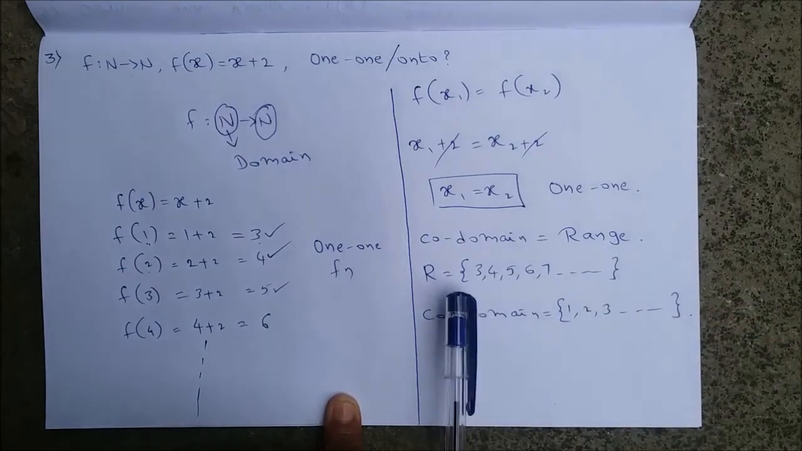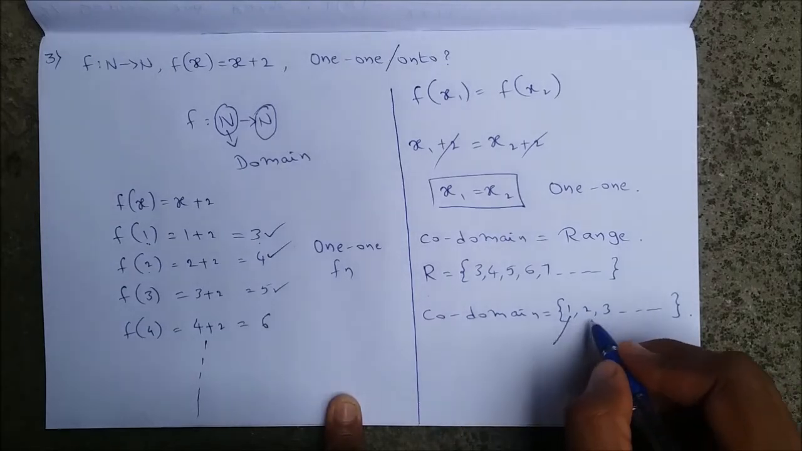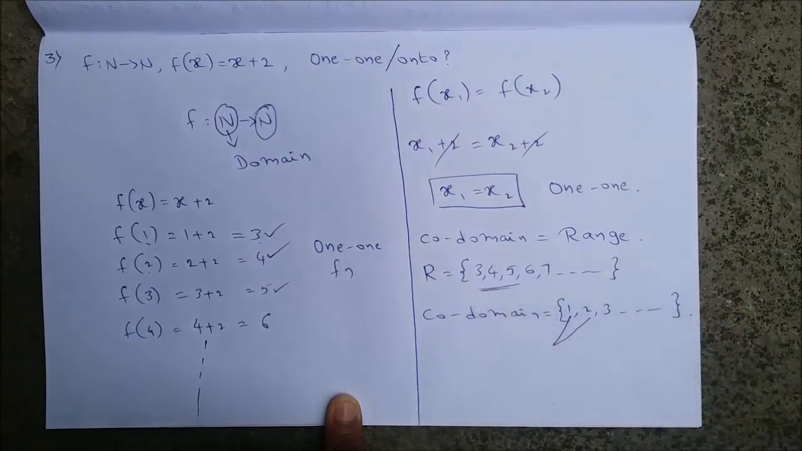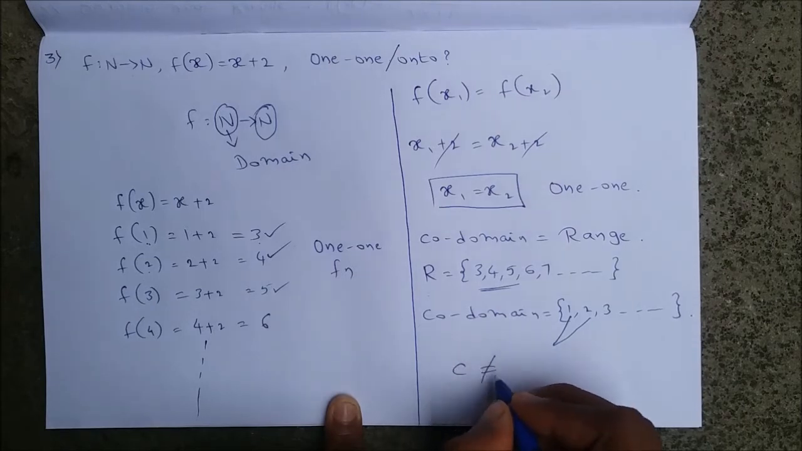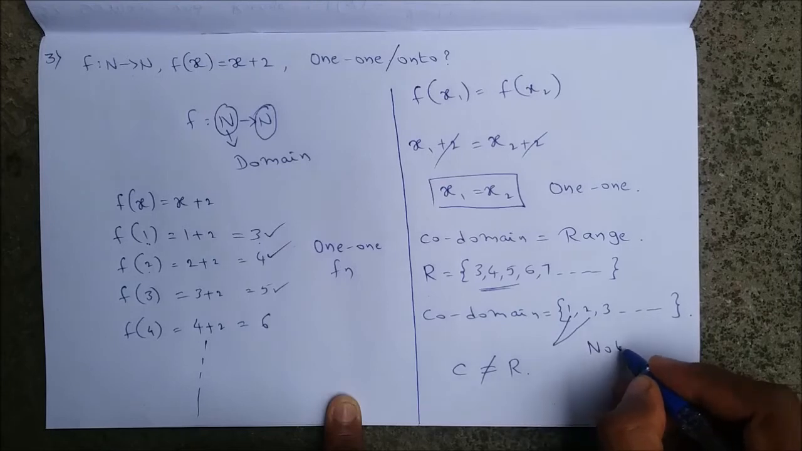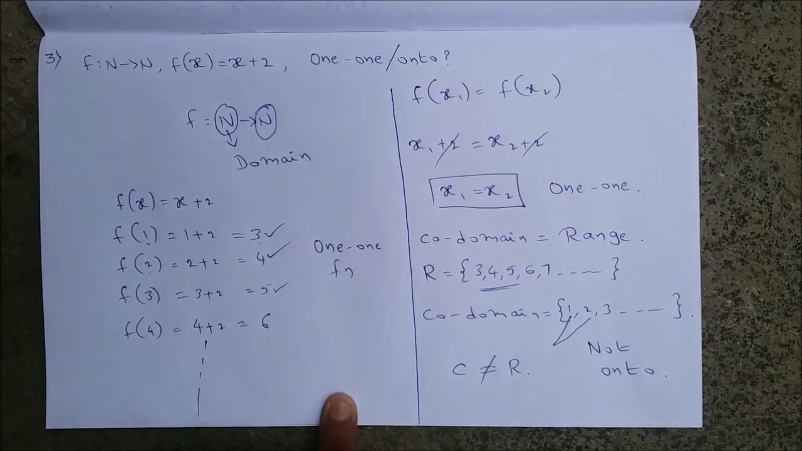If we observe this range as well as the codomain, in the codomain we have number 1 as well as number 2, whereas in the range, number 1 and number 2 are both not there at all. Here the codomain is not equal to the range. If the codomain is not equal to the range, it is not an onto function. So the given function is only a one-one function.